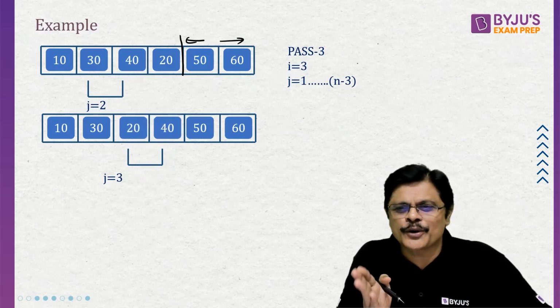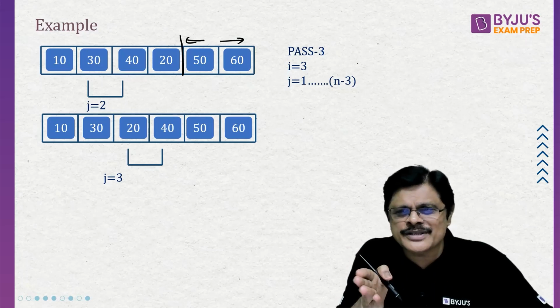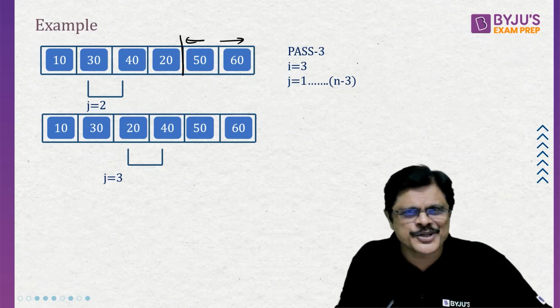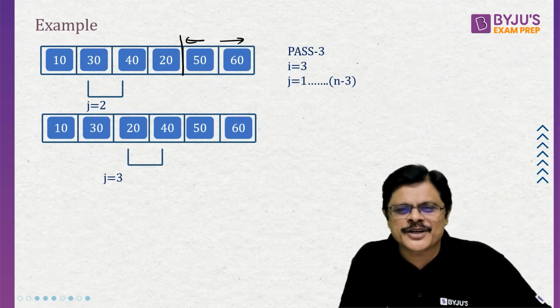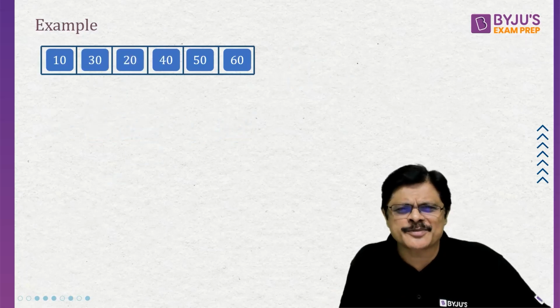Done, because you are going to take j up to n minus 3. Because n is equal to 6, 6 minus 3, you stop, because j reached the last position. Done. See, you observe 40 in its correct position. The last 3 elements are sorted. You just need to continue the process, my dear friends.